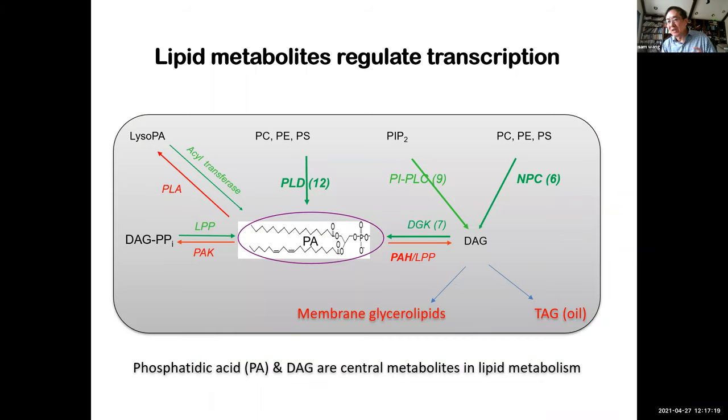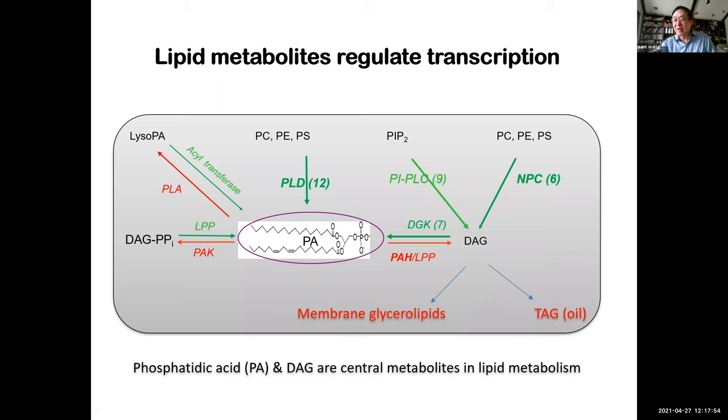This diagram shows the metabolic point of view. At the same time, we have been interested in how lipids function as mediators in some of those processes. If you look at the diacylglycerol shown here on the right, and the phosphatidic acid on the left, they are actually central metabolites. They are not only used for triacylglycerol formation, the seed oil, but also are major components, the substrate, for the synthesis of membrane glycerolipids.